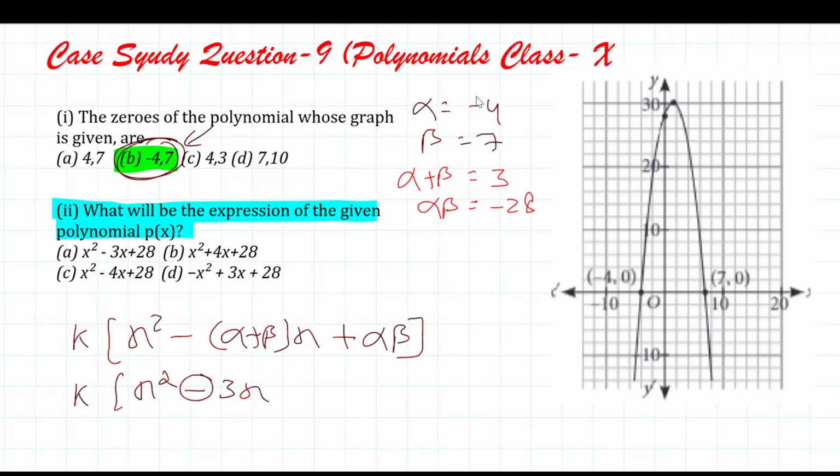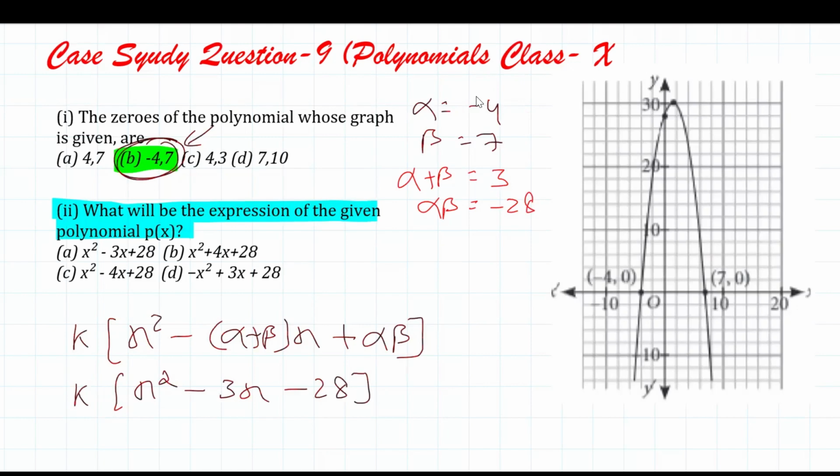Now, this minus sign is because of this formula: minus, plus the product of the zeros, and the product is -28. So plus minus is minus, so it's -28. When I check the answer here, do we have this? I don't think so. This does not match with this. This does not match with this.